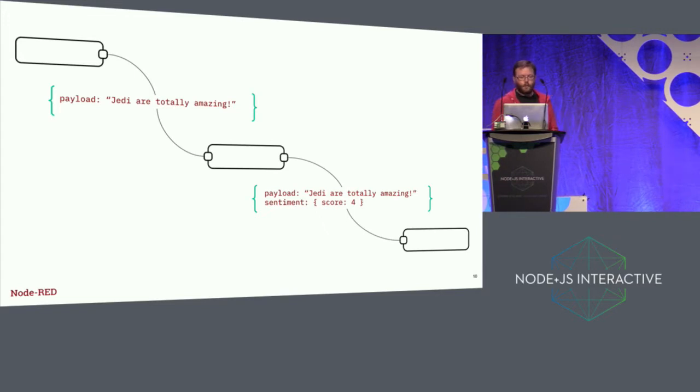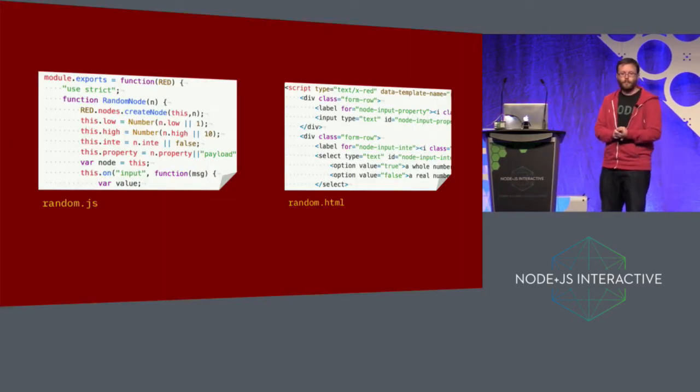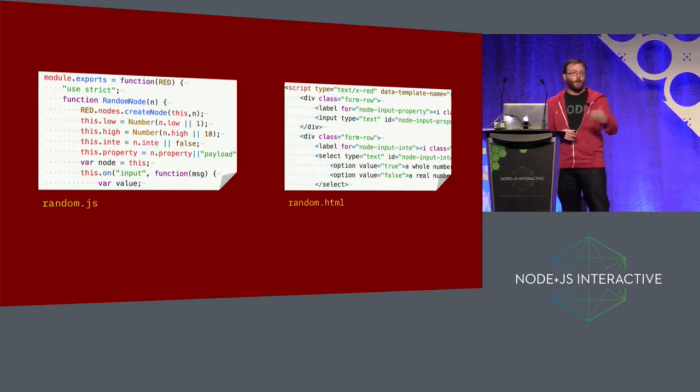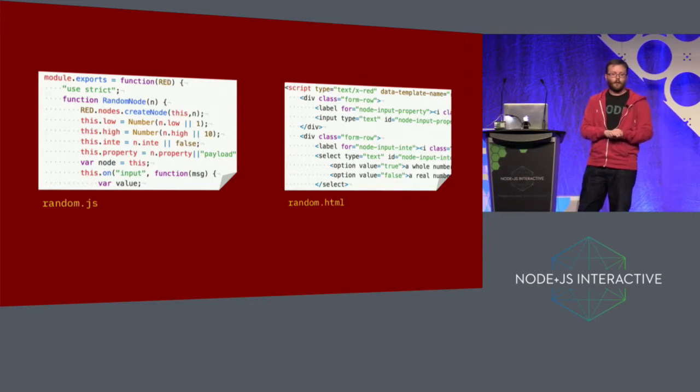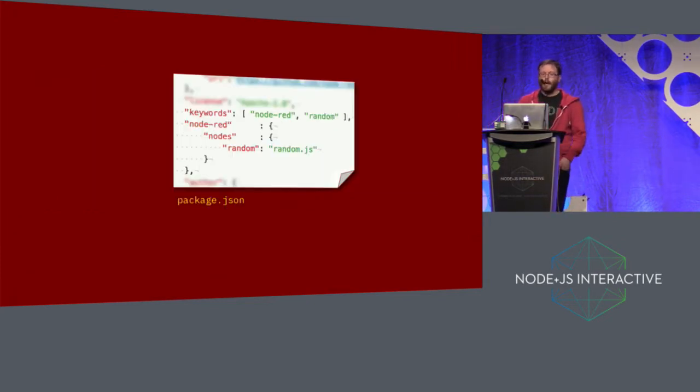So what are these nodes in a Node-RED flow? Each node is represented by two things, a JavaScript file and an HTML file. The JavaScript file is a node module that gets loaded into the Node runtime. The HTML file is what gets loaded into the editor. So the JavaScript file defines the runtime behavior, and the HTML defines its appearance and the configuration properties, its help text, all that sort of stuff. And they then get packaged up as a node module.